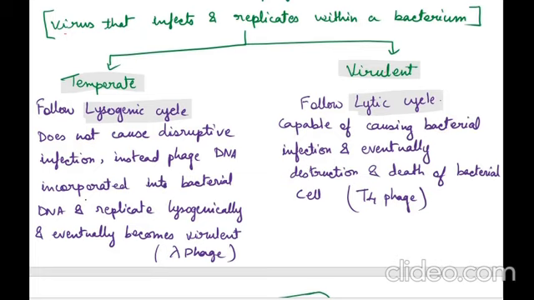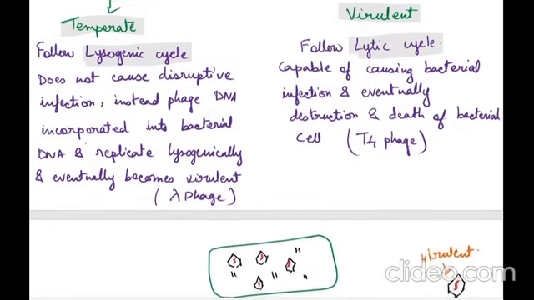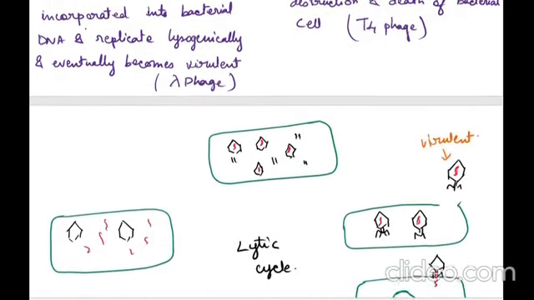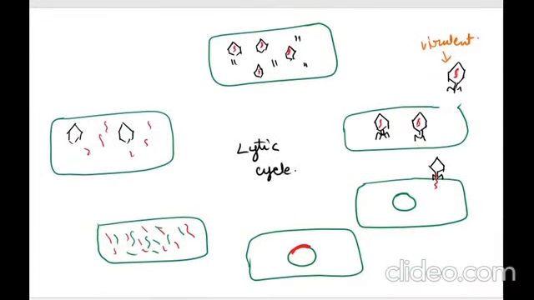And what are the differences? In temperate, it does not cause disruptive infection. Instead, phage DNA incorporates into bacterial DNA and replicates lysogenically and eventually becomes virulent. In the case of virulent phages, they are capable of causing bacterial infection and eventually destruction and death of the bacterial cell. An example is T4 phage. Now let us understand the lytic cycle and the lysogenic cycle.